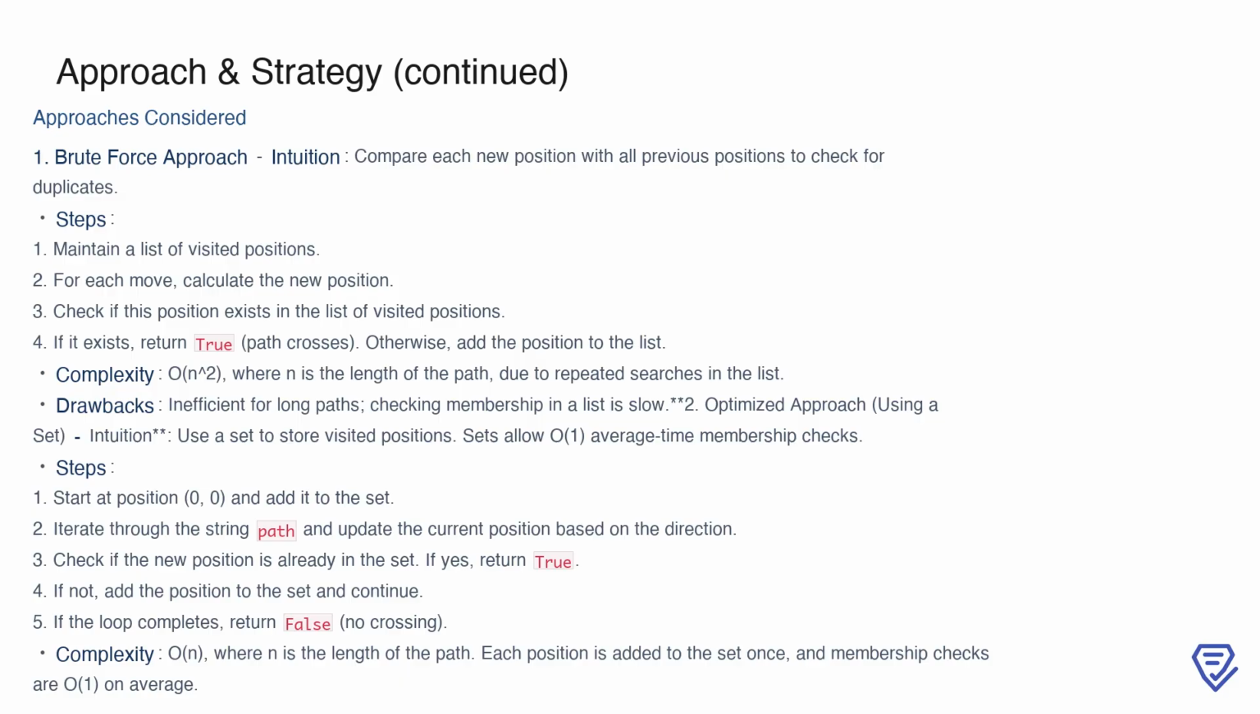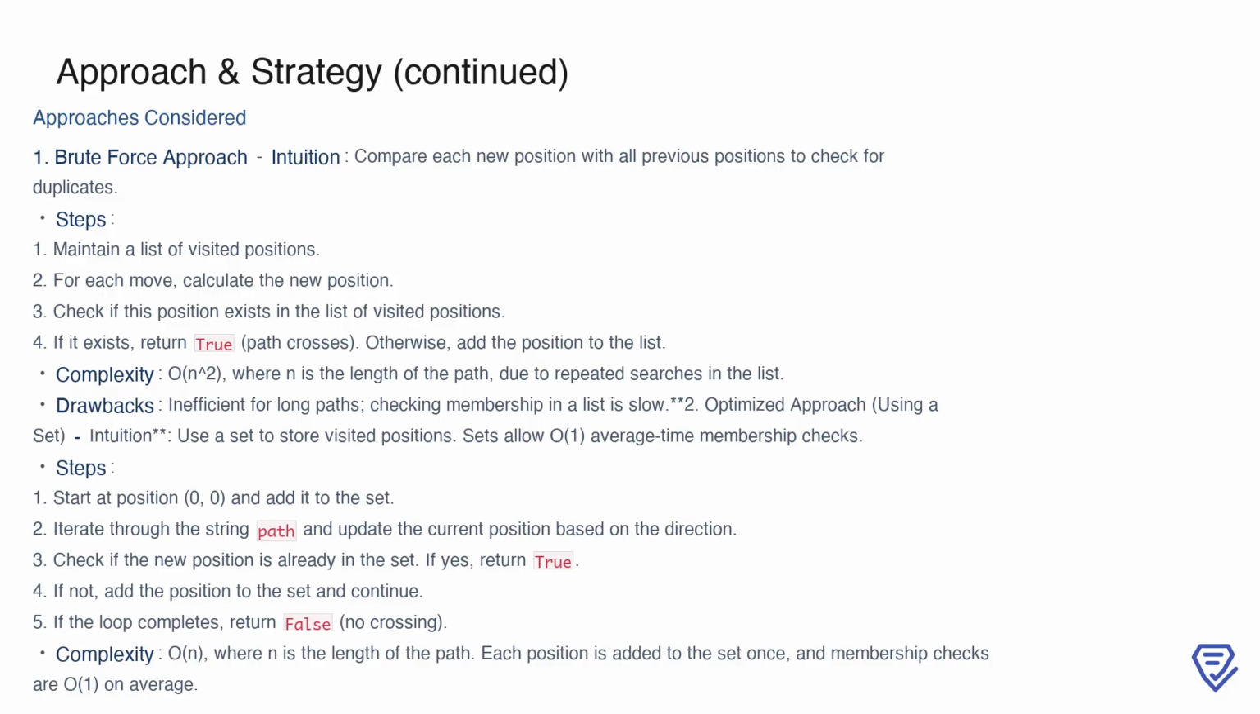If it does, we conclude the path crosses; otherwise, we add the position to the list and continue. However, this approach is inefficient, with a time complexity of O(n squared), because each membership check requires scanning the entire list. A more efficient solution uses a set instead of a list. Sets allow us to check membership in O(1) time on average, making this approach much faster. Here, we start by adding the initial position, (0, 0), to the set. As we iterate through the path, we update the current position based on the movement direction. If the new position is already in the set, the path crosses, and we return true. Otherwise, we add the position to the set and proceed. If no crossing is detected by the end, we return false.